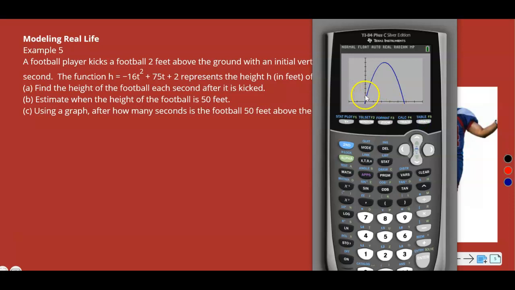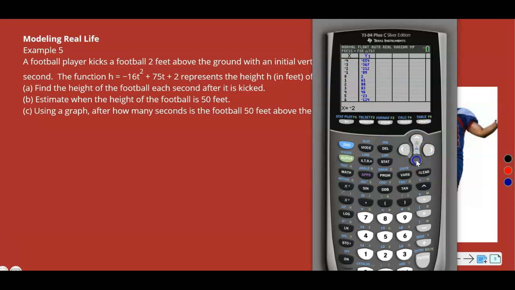That means my y values are 10, 20, 30, 40, 50, 60, etc. Now these are going by ones. It says my height is in feet, so this is how high the football is in feet, and this is time in seconds. All right, so let's look at our table of values. It says, find the height of the football each second after it's kicked. At first, it's at an initial height of 2 feet. So 0, 2 represents the initial height.